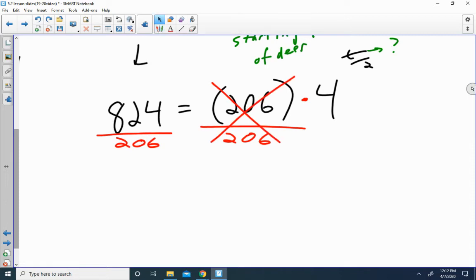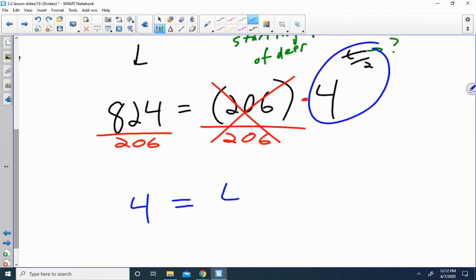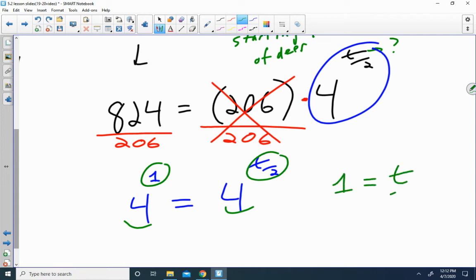So then on this side, 824 divided by 206, that should get you 4. And then on this side, you still have 4 to the power of t over 2. On the left side, I'll rewrite that as 4 to the 1. And lucky for you guys, the bases are the same. So that means you can set the exponents equal to each other, and that means you can easily find t.